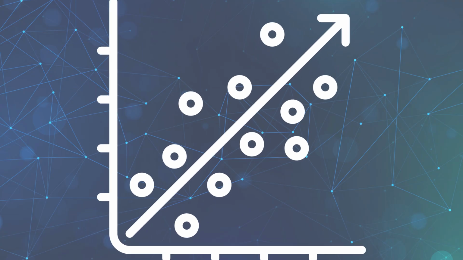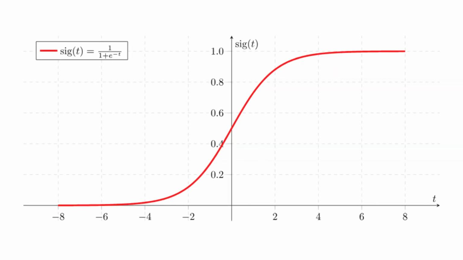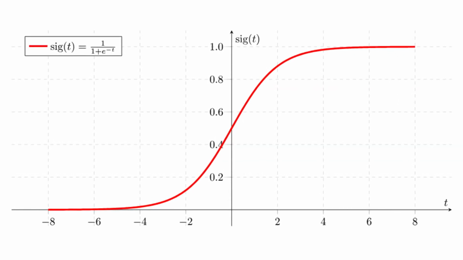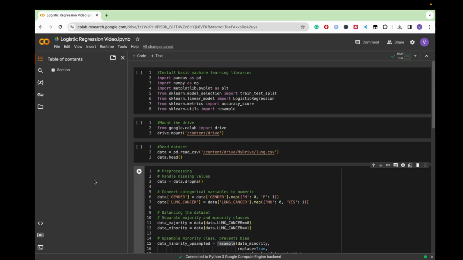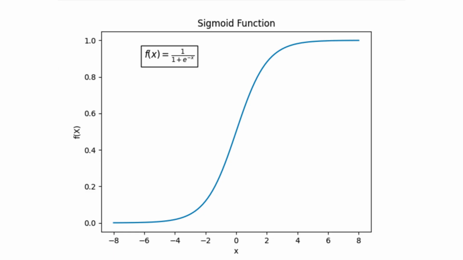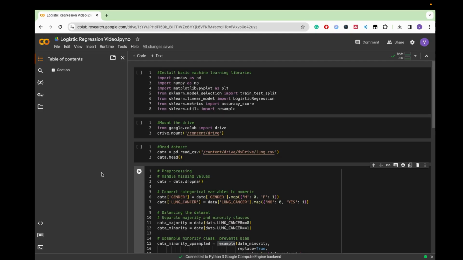Because instead of a continuous line, logistic regression gives us a probability curve. This curve helps us decide which category a data point belongs to. In logistic regression, we use a special function called the sigmoid function. It converts any input into a value between 0 and 1, representing a probability.